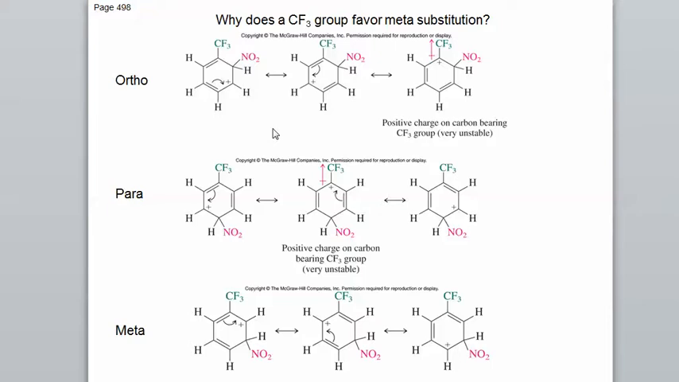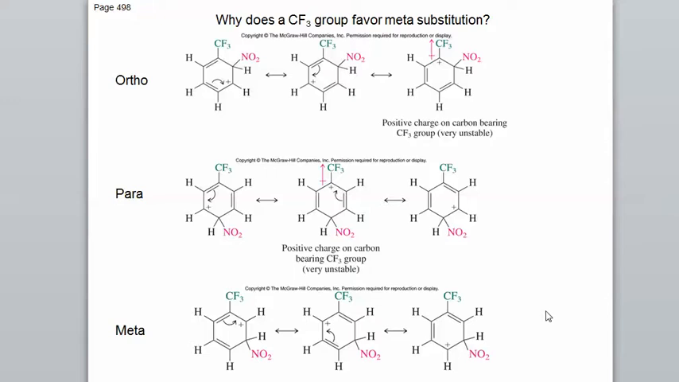So the effect is that the very structures that are particularly stable in the toluene intermediate are particularly unstable in this example. Again, it says positive charge on a carbon bearing CF3 group, very unstable. And so it's the ortho and para that have that particularly unstable situation. Well, with the meta, remember, that's the case where that positive charge does not ever end up at the top of the ring. And so that positive charge is never in a particularly unstable location. Again, for CF3, it is deactivating.